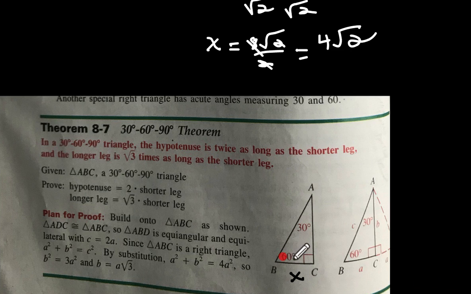The hypotenuse is 2 times the shorter side. So we found the shorter side. The hypotenuse would be 2x. And the 60 degree angle is the square root of 3 times the shorter side. I put the x first just so we can tell that it's not under the radical.